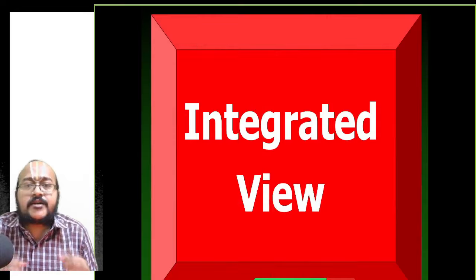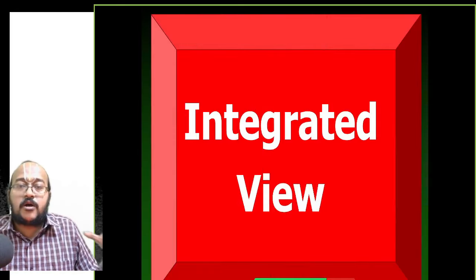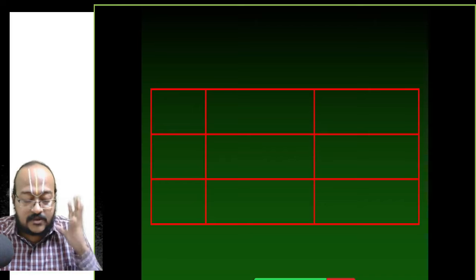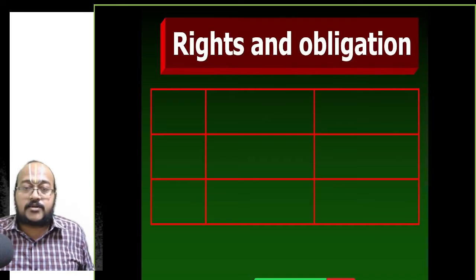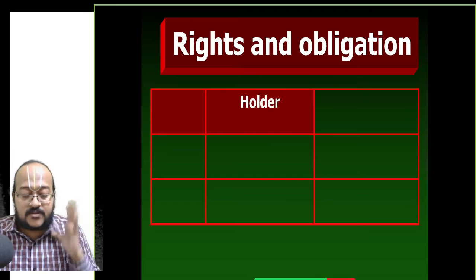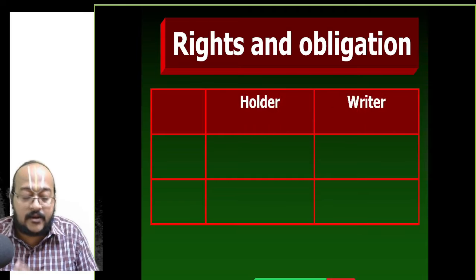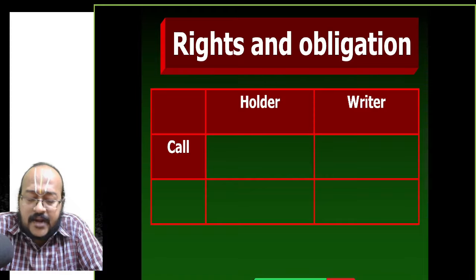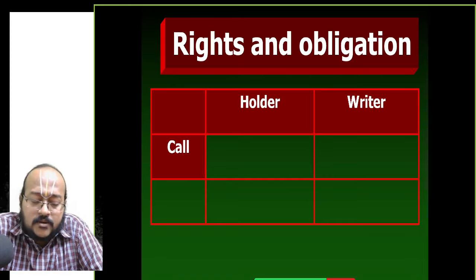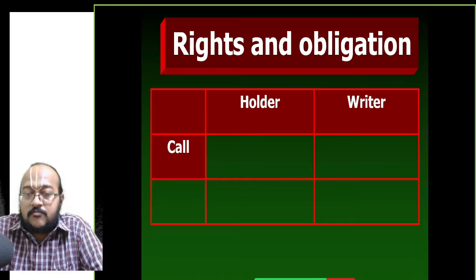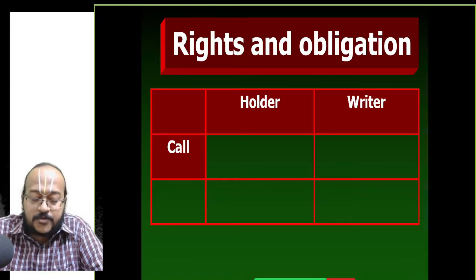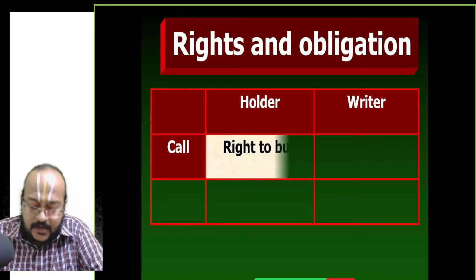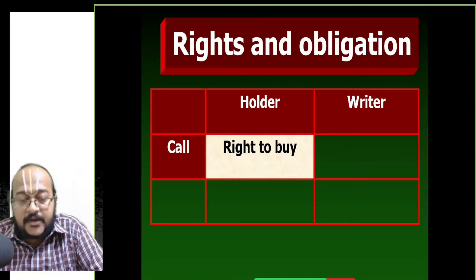Now we will have an integrated view. Now you understood about call option and put option. Now I will try to confuse you and clear your confusion as well. See, rights and obligations, you have to answer. There are two parties, holder and writer. Take the call option. In case of a call option, will the holder have a right or an obligation? He will have a right. Correct? Right to buy. It is clear.